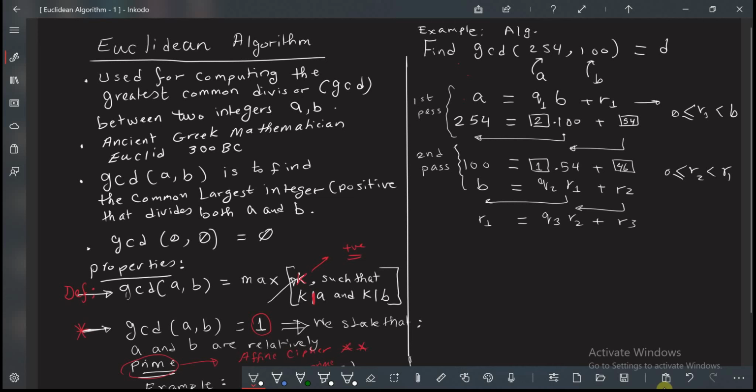Substitute the numbers. So we have 54 is equal to R2, which is 46, and let's put a box here and a box for R3. As you know, the condition for R3 is greater or equal to 0 and less than 46, which is in this case R2. So the number that is applicable here is 1 times 46, because 54 divided by 46 is not 2, it is obviously 1. The remainder is obviously 8. So now we finished the third pass.